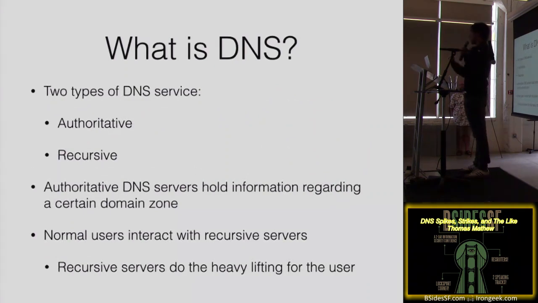So there are two types of DNS services, and this is actually quite important. There is an authoritative service and a recursive service. Authoritative services you can think of as the actual phone book itself. For example, a server that's in charge of maintaining all the information for the .com zone. However, when you're a normal user, you actually interact with the recursive server, which does all the question and answering for you.